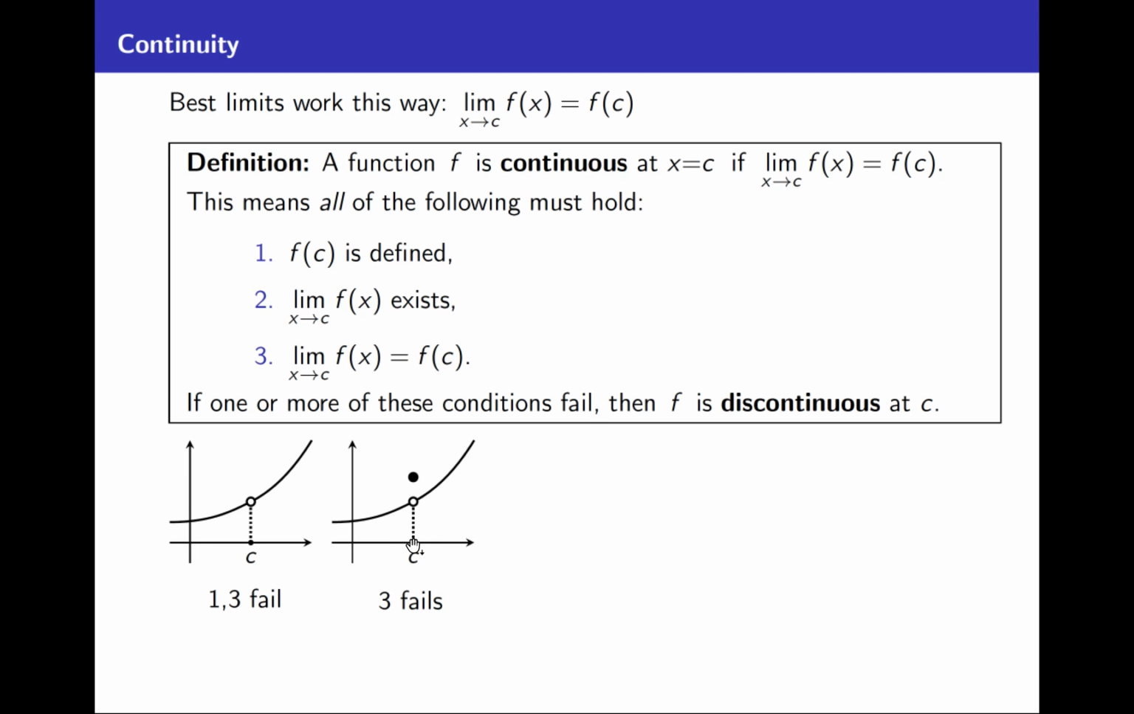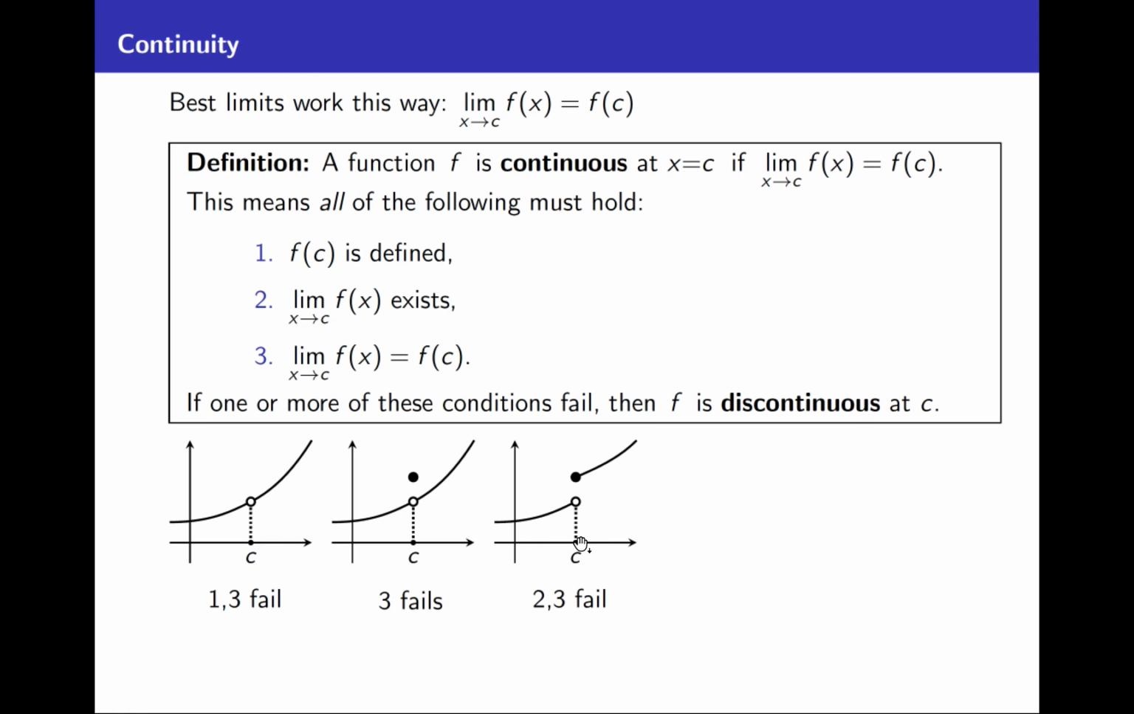For another example, in this function, f of c is defined. The limit as x approaches c of f of x exists. It equals this y coordinate. But the limit as x approaches c of f of x does not equal f of c. So although properties 1 and 2 hold, property 3 fails. So that means this function is not continuous at the point x equals c.